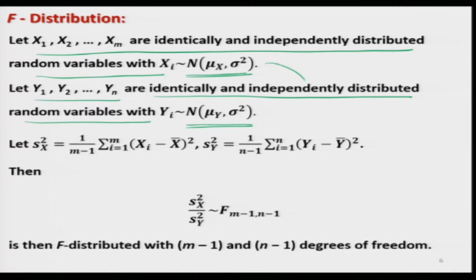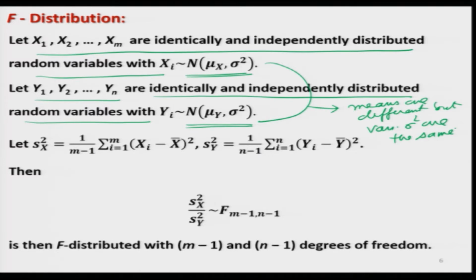Now, you have to observe here what is happening. Here the means are different, but the variances, that is sigma square, are the same. That is a very important condition, that we are assuming the variance of both the populations of x and y are the same, while the means may be different. Then, based on these x's and y's, we try to compute the sample variances.